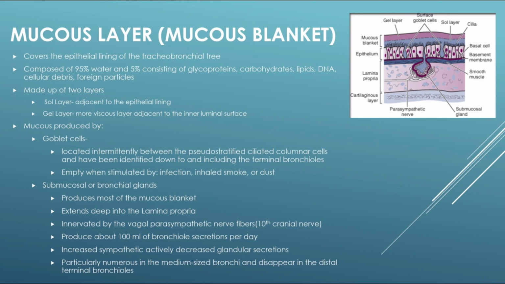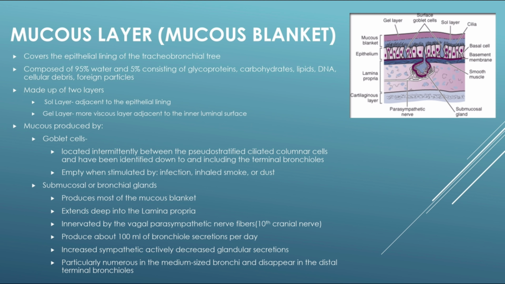Now looking at the mucus layer, or the mucus blanket, this covers the epithelial lining of the tracheobronchial tree and is composed of 95% water and 5% consisting of glycoproteins, carbohydrates, lipids, DNA, cellular debris, and foreign particles. It is made up of two distinct layers. The first layer is the sol layer. This is adjacent to the epithelial lining. The second layer is the gel layer. This is a more viscous layer and is adjacent to the inner luminal surface.